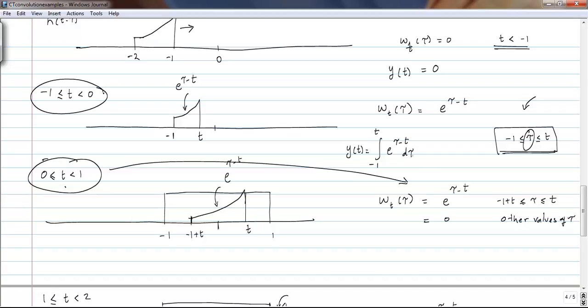Now you can perform that integral. So that will be e raised to tau minus t between minus 1 and t. So just to make it clear, let me copy this up here and then erase this. So this becomes 1 minus e raised to minus 1 minus t.